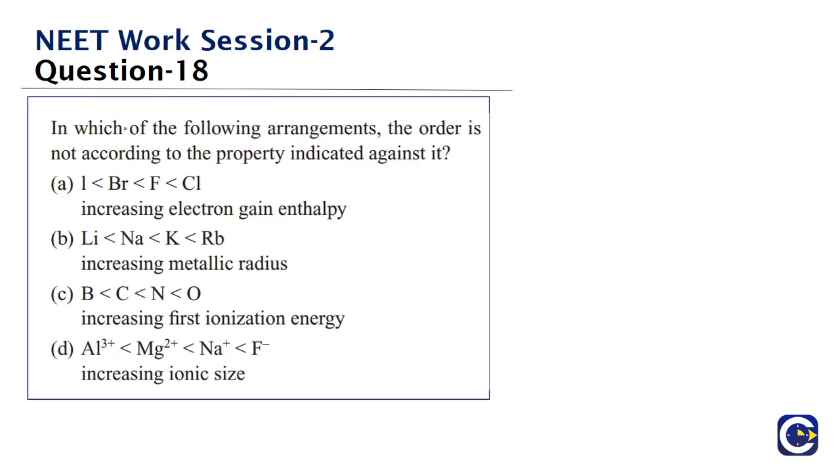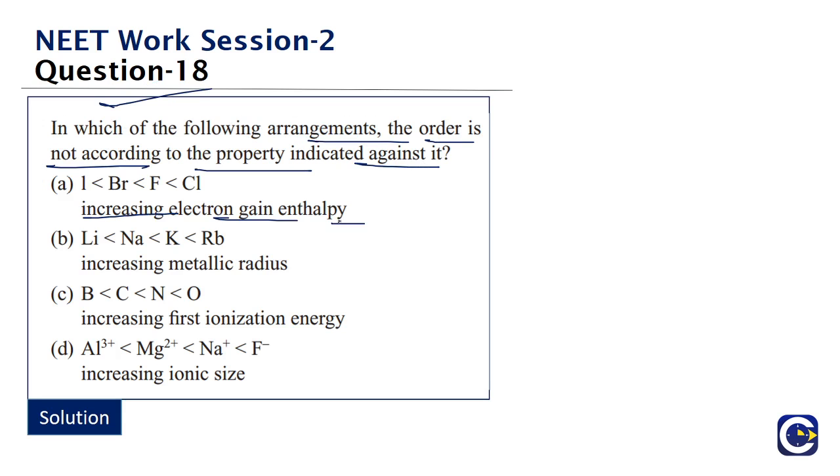Next we have a trend based question. In which of the following arrangements the order is not according to the property indicated? So look at option A. For this question, we have to go through each and every statement, then only we can answer it. What is the first one?